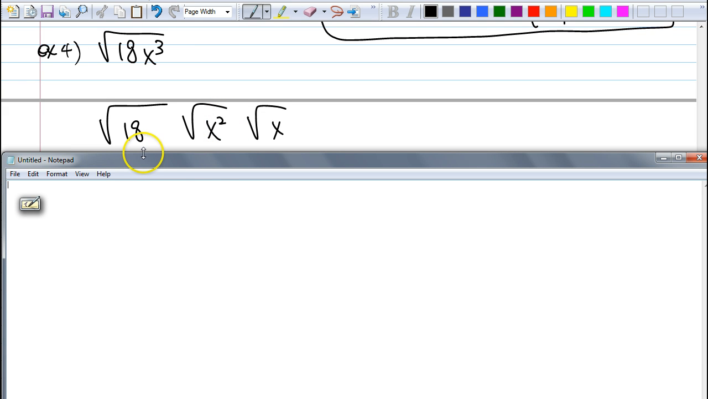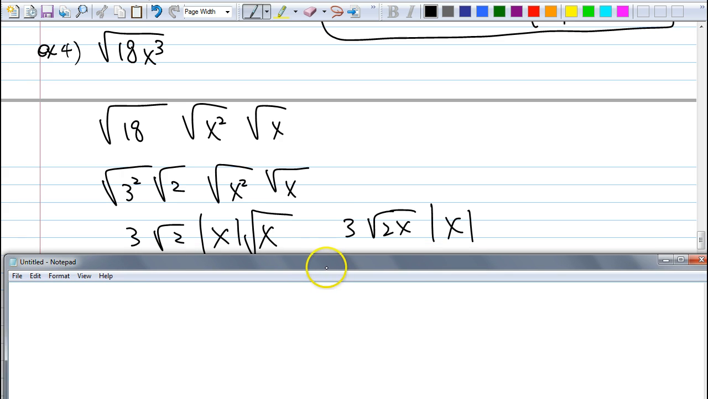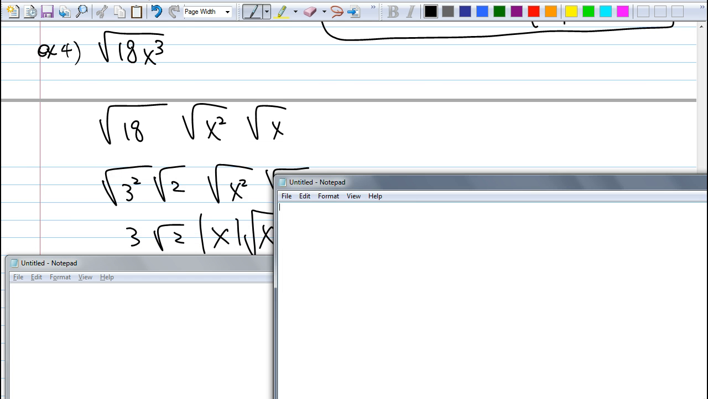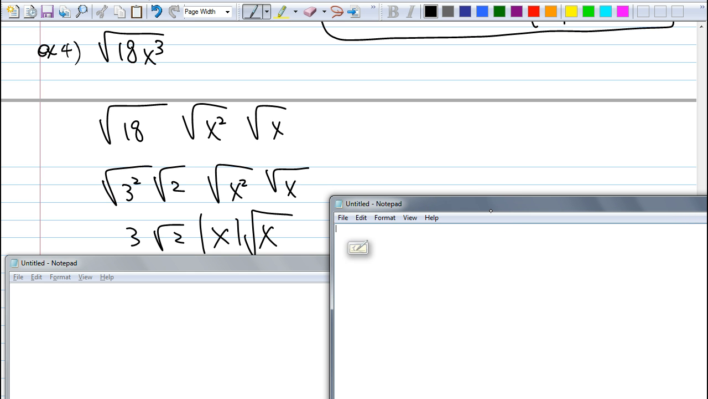What about square root of 18? Square root of 18 is what? 2 times 9, right? Square root of 2 times square root of 9. What is square root of 9? 3. So what does that become? Angel, what's square root of 18 become? 3 rad 2. Okay, how many people wrote this? Raise your hand. Okay. So how many people wrote 3 rad 2, absolute value of x, square root of x? Now, not all of you, that's good.